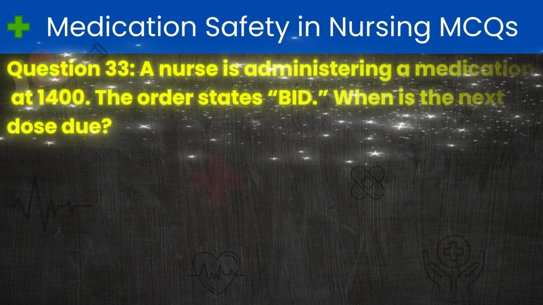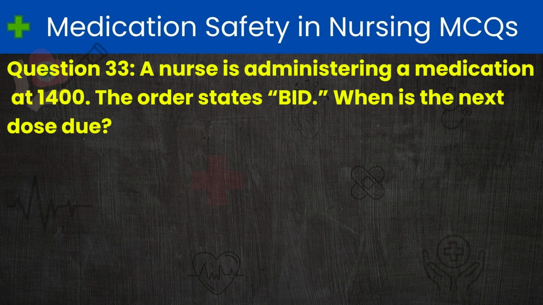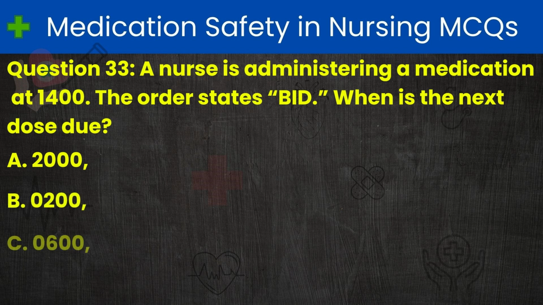Question 33. A nurse is administering a medication at 2 o'clock in the afternoon. The order states twice daily. When is the next dose due? A. 8 o'clock in the evening. B. 2 o'clock in the morning. C. 6 o'clock in the morning. D. 8 o'clock in the morning.